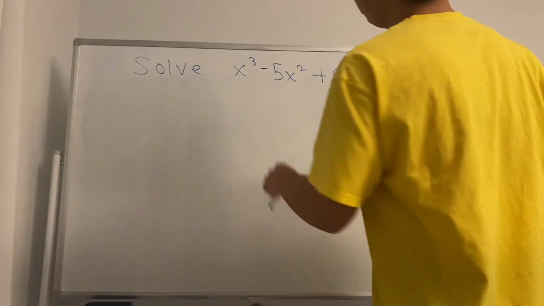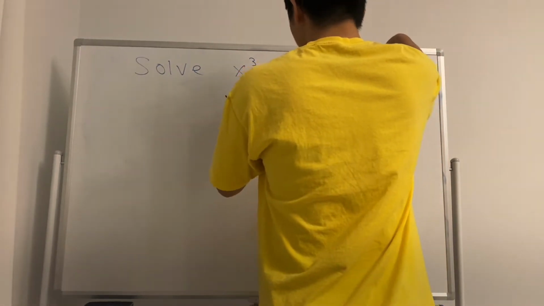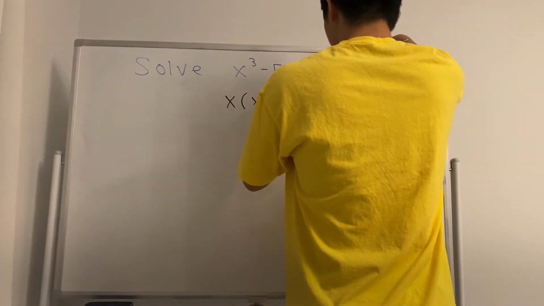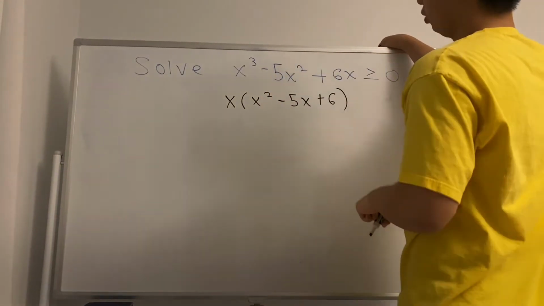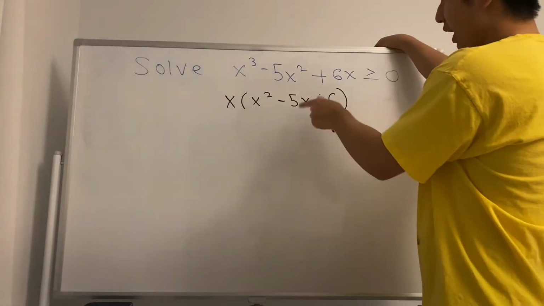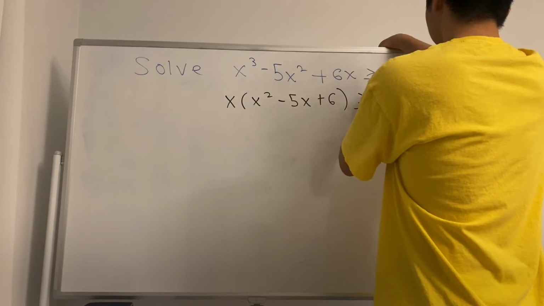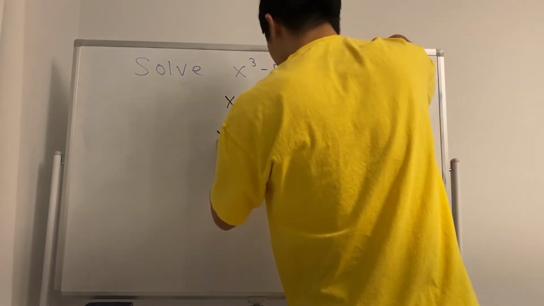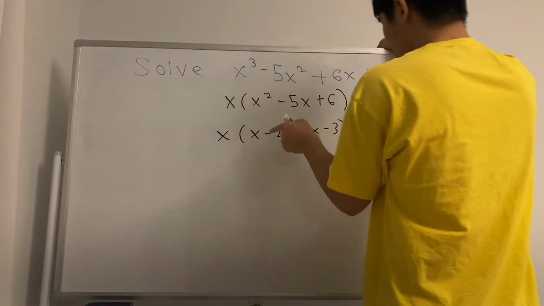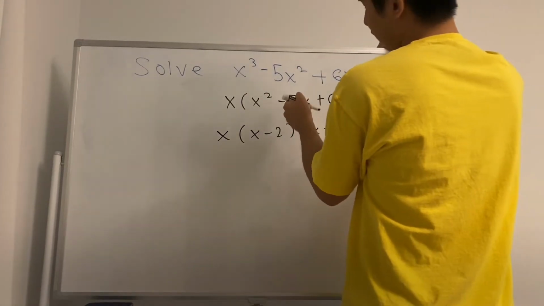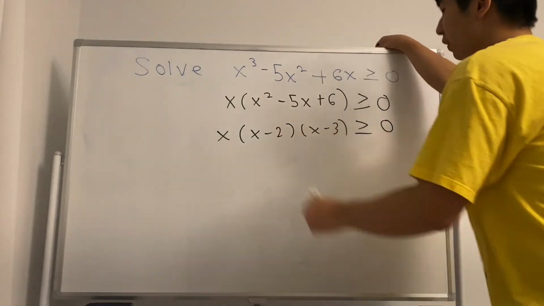So I noticed we can take an x out of all these terms. So we just take out an x, and we're left with this. And now we can factor this. So what two numbers multiply to 6 and add to -5? -2 and -3. Sorry, I should write this here. So -3 times -2 is 6, and -3 plus -2 is -5.